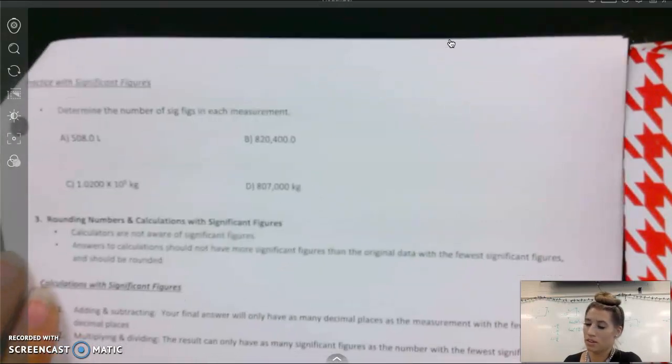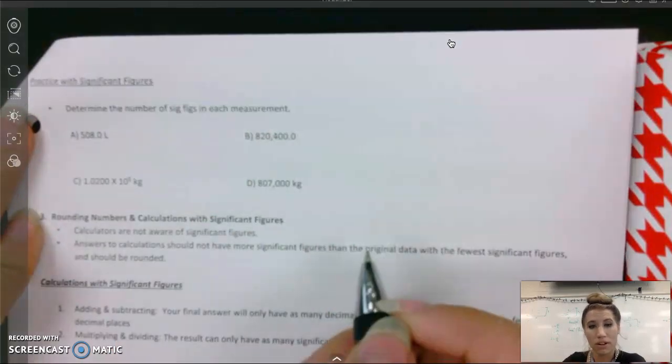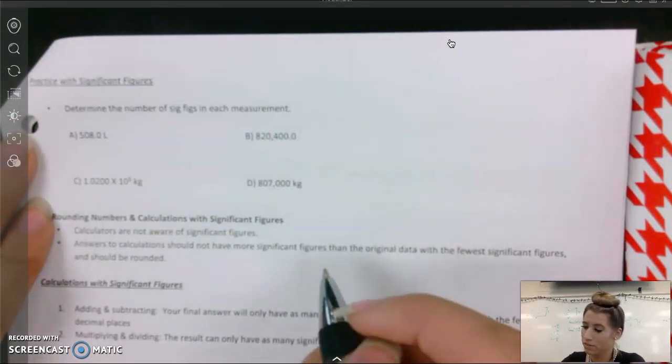Okay, give this a go. Try it out. Determine the number of sig figs. So hit pause, try that, come back and see how you did.